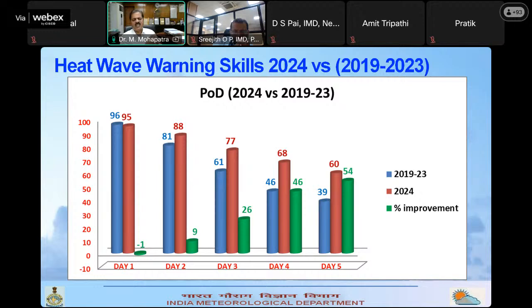So there has been a significant improvement with respect to forecast accuracy this year compared to the previous 5 years, and especially for day 3, day 4, day 5, you can say that there is a significant improvement by about 26%, 46%, and 54% compared to the past 5 years.